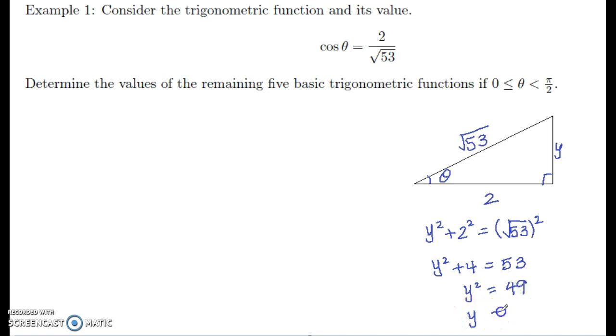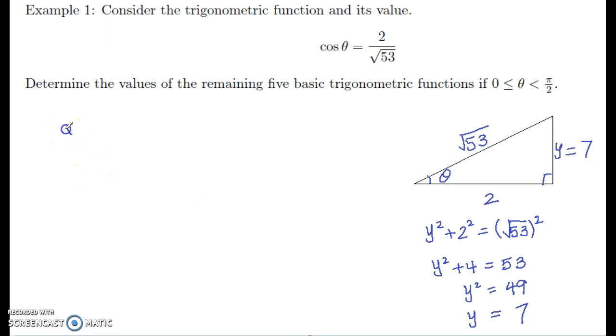So y will equal, well, whether it's positive or negative, you look at this angle. Theta is in between 0 and pi over 2. So we go from the horizontal axis, go counterclockwise, and we're going up less than pi over 2 radians or less than 90 degrees. So the y value is positive. So y will equal 7. So right here y equals 7.